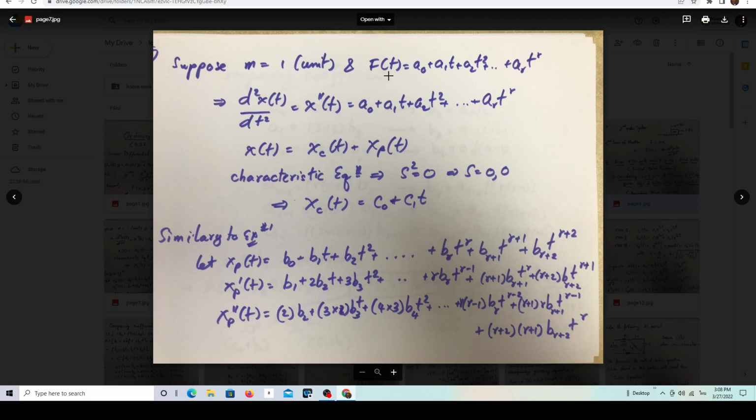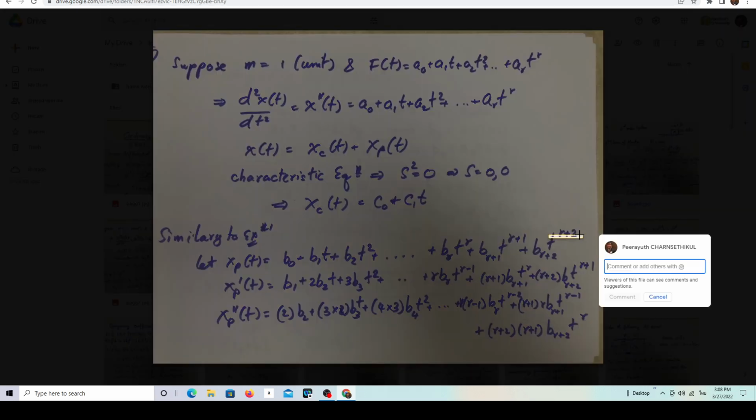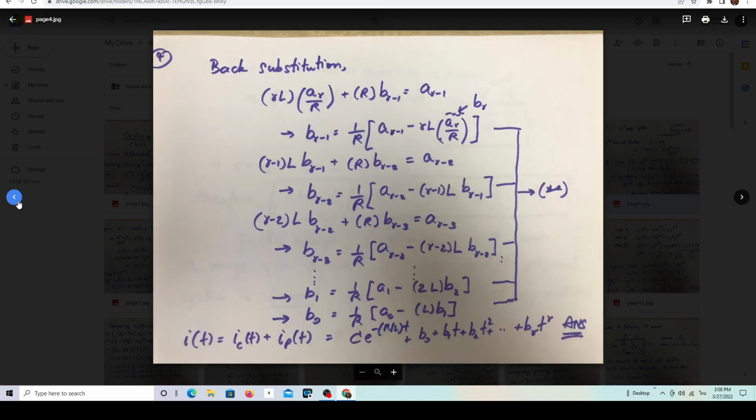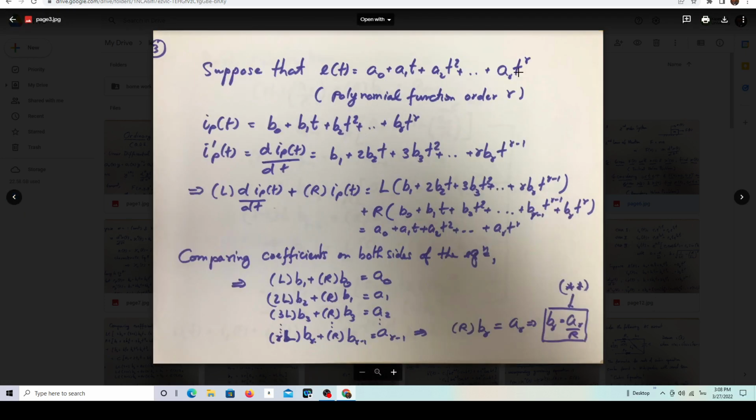has to follow what the force function looks like. Since the force function is a polynomial of order r, this one has to follow, but it's not a polynomial of order r. X sub p of t as a function will become a polynomial of order r plus 2. Any surprise? You might be surprised at what's happened. From the previous example, we still stuck with order r for x sub p of t. That made a lot of sense.